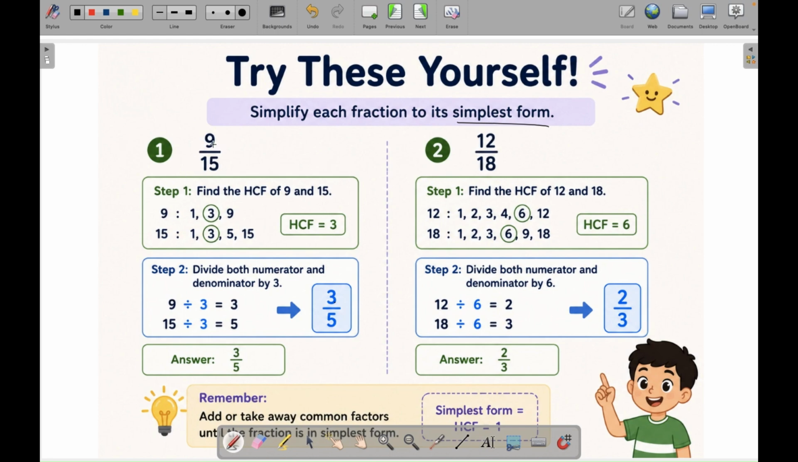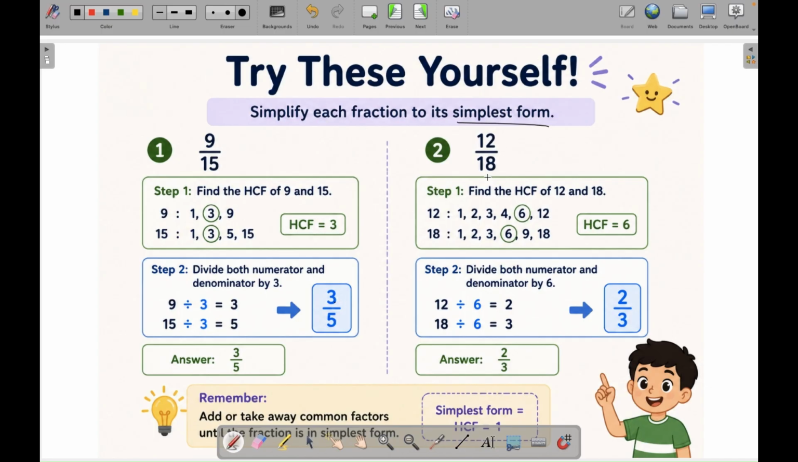So if we try to find out the HCF. So again, 9, the factors are 1, 3 and 9. 15, the factors are 1, 3, 5 and 15. So the highest common factor between them is 3. So we divide the numerator by 3 and we divide the denominator by 3. So 9 divided by 3 is 3. 15 divided by 3 is 5. Right? So the answer is 3 upon 5.